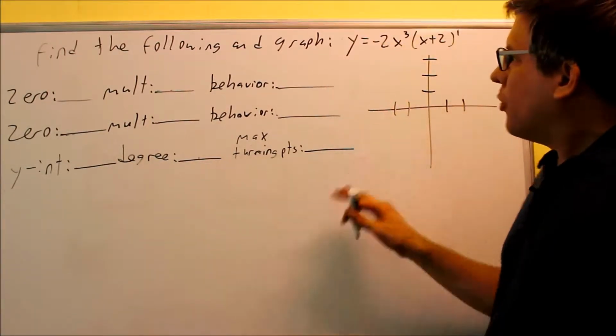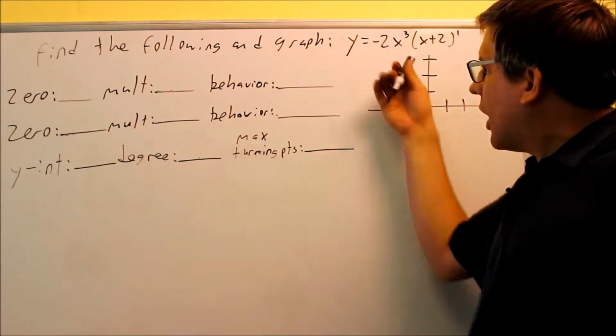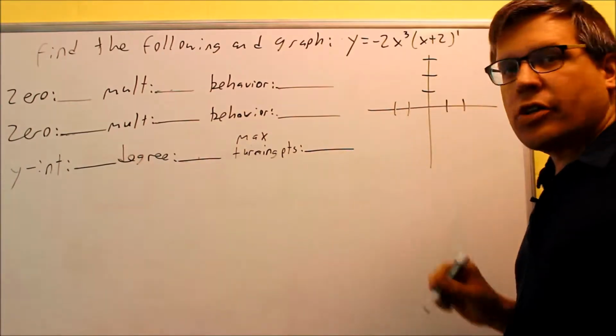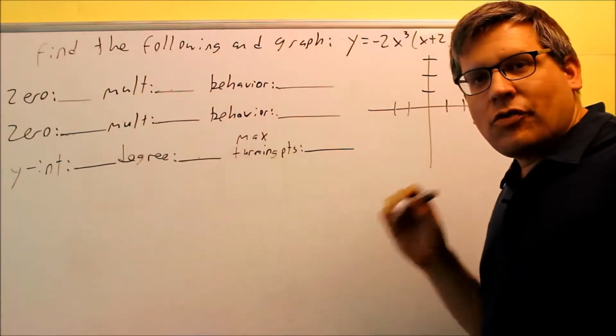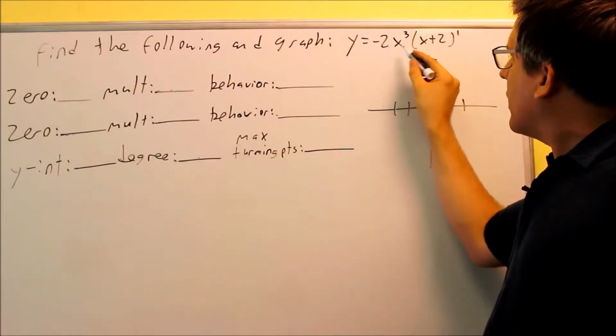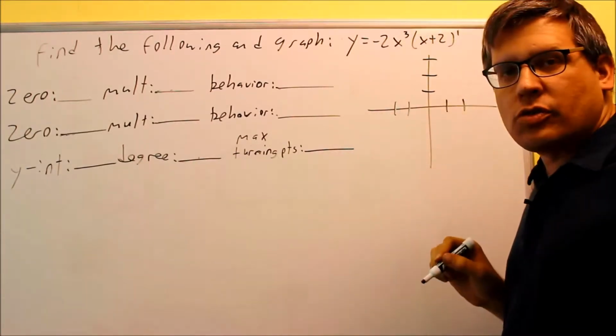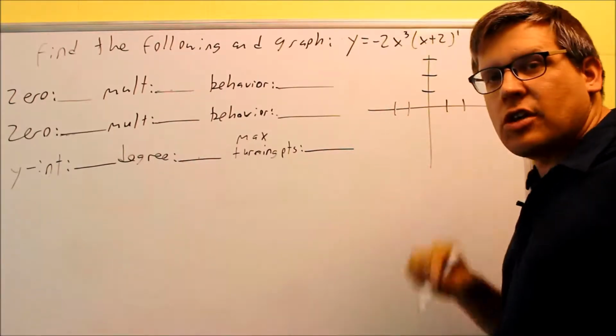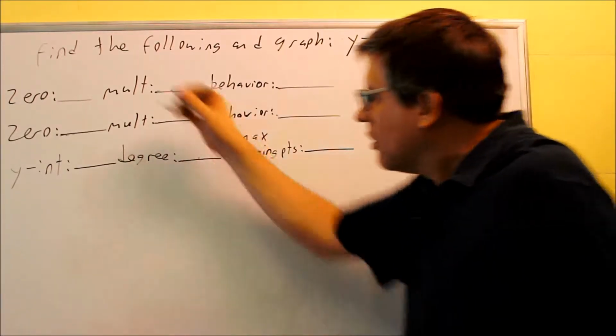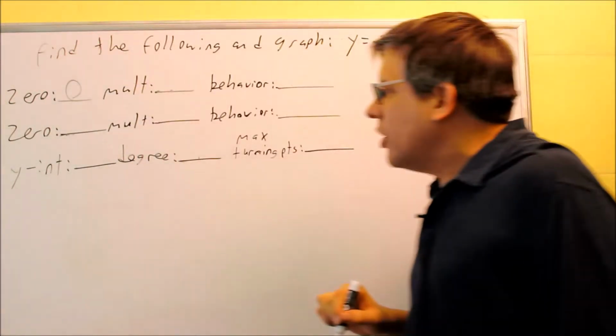Okay, for this one, we want to analyze the graph by finding this information, then we'll draw the graph. Okay, so first we need to find the zeros. To find the zeros, you just look for what makes each individual part equal to 0. So the first part, if you take that whole term, negative 2x cubed, set it equal to 0, you'll get 0. So that would be the first one.